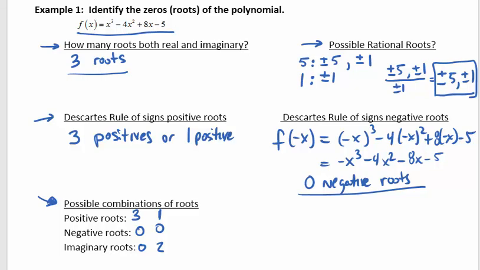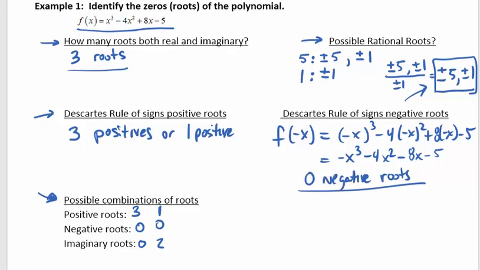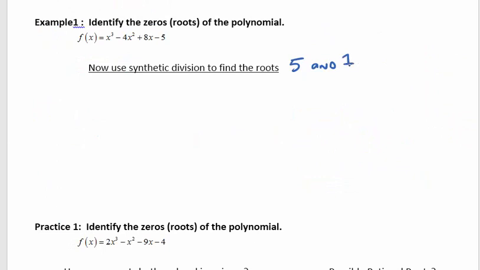Now that we've narrowed this all down, and we know what roots to check, we're going to use synthetic division to check these things. And again, remember, since we don't have any negatives, we're only going to check positive 5 and positive 1 as potential roots here. So let's start with 5. If 5 divides in this evenly, then it will be a root. So I'm taking my coefficients off of these numbers here: 1, negative 4, positive 8, negative 5. The first thing I would do is bring down the 1.